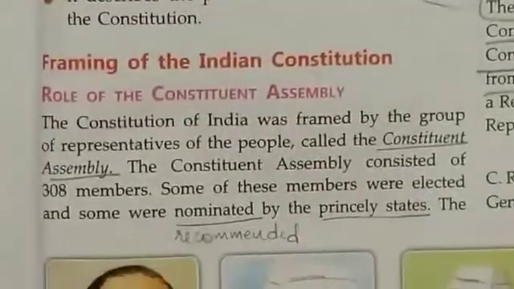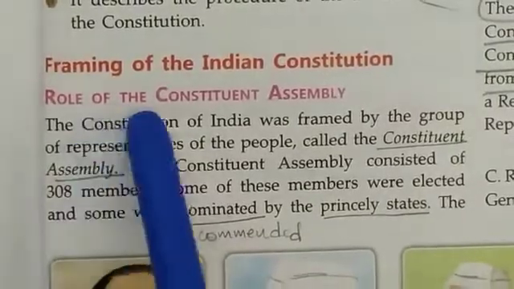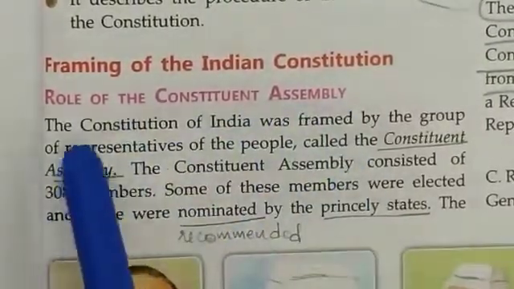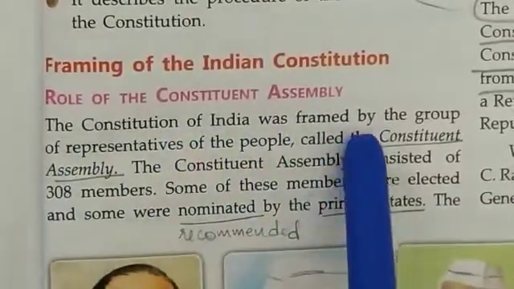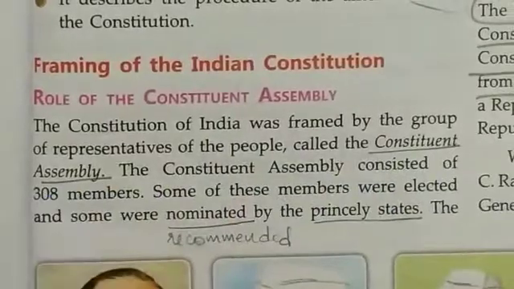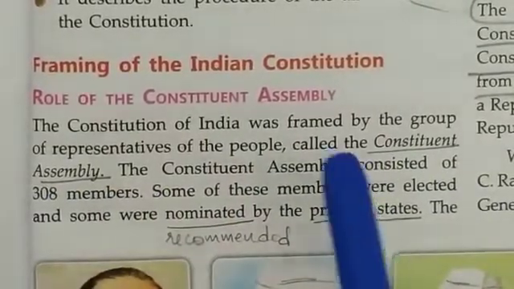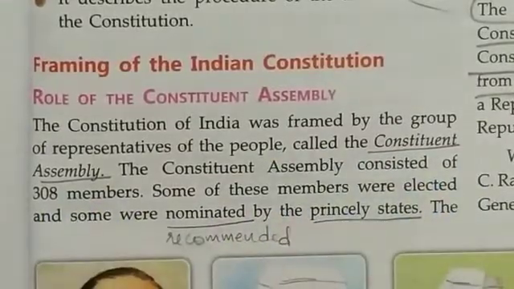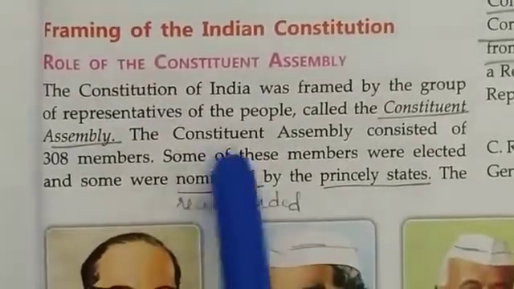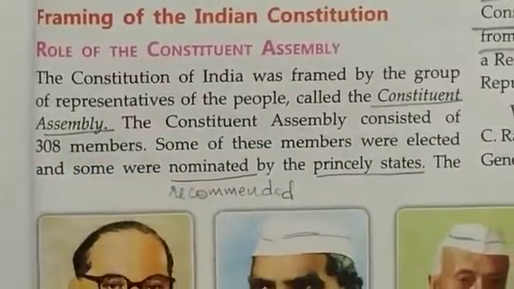Now we'll move on to the framing of the Indian Constitution. Role of the Constituent Assembly. The Constitution of India was framed by the group of representatives of the people called the Constituent Assembly. So a group of people's representatives formed the Constituent Assembly, and it is this Constituent Assembly which framed the Constitution of India. The Constituent Assembly consisted of 308 members.